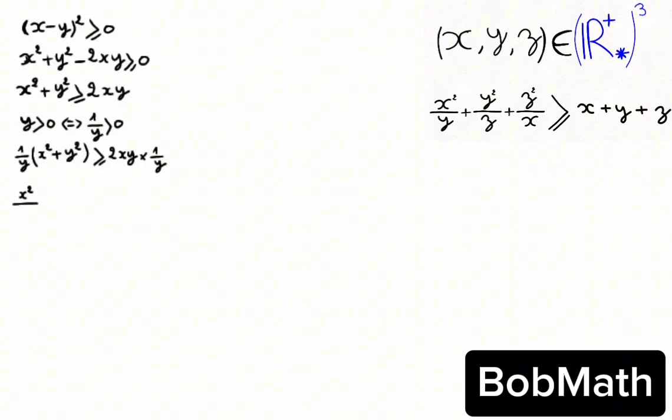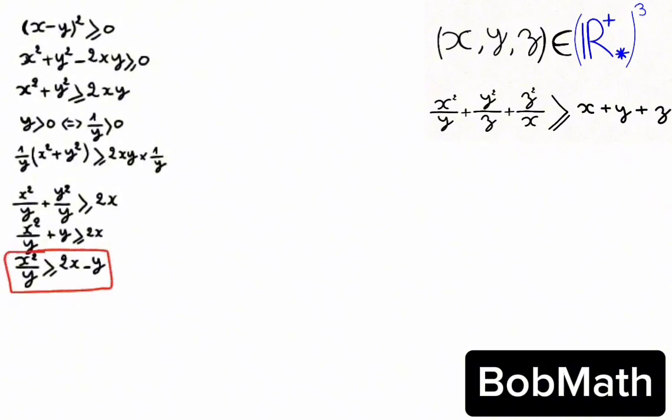Therefore, x squared divided by y plus y squared divided by y is greater than or equal to 2x. So x squared divided by y plus y is greater than or equal to 2x. So x squared divided by y is greater than or equal to 2x minus y. So we call this inequality 1.